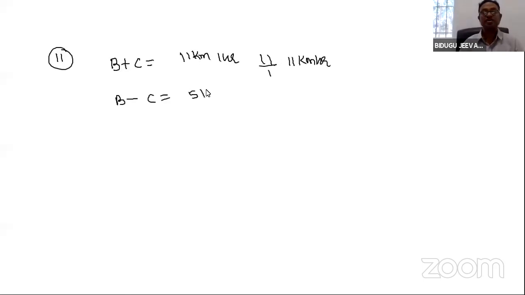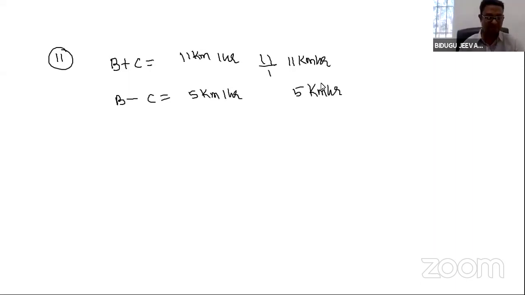Now this is the question about boats. A boat goes 11 kilometers along the stream. Along the stream means downstream, B plus C. So 11 kilometers in 1 hour. What is the speed? 11 by 1, 11 kilometers per hour. That is given as B plus C. And 5 kilometers against the stream, B minus C. 5 kilometers in 1 hour, that is 5 kilometers per hour.